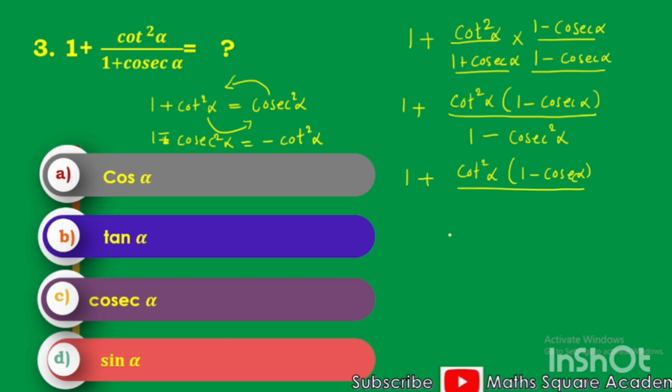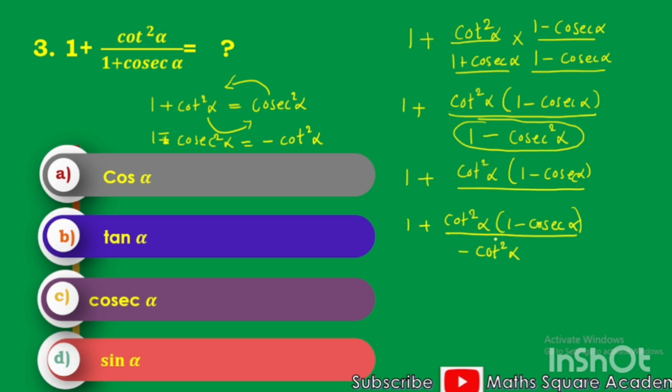So what we'll do here, 1 minus cosec square alpha is there, so we'll put minus cot square alpha. So that we can do here. First write (1 plus cot square alpha) into (1 minus cosec alpha) divided by minus cot square alpha.